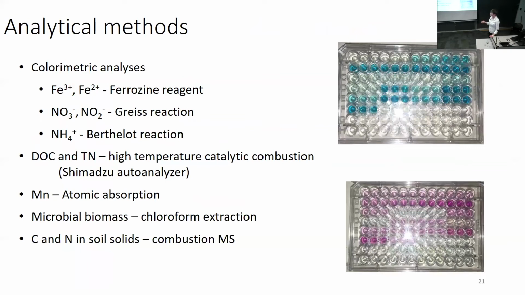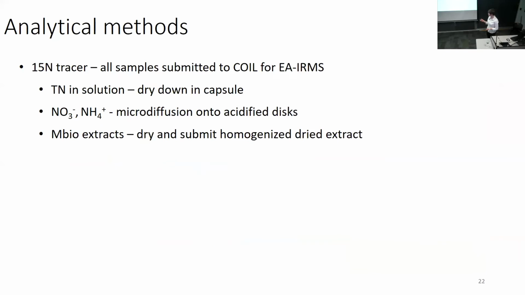Just a brief overview of the methods I used for this whole suite of analytes. I did a lot of colorimetric analyses, the Shimadzu autoanalyzer for dissolved organic carbon and total nitrogen, atomic absorption for total manganese in solution, chloroform extractions for microbial biomass, and combustion mass spec for total carbon and nitrogen in soils. And then for the nitrogen-15 tracer, I submitted samples from all these different potential nitrogen pools to COIL. Microdiffusion onto acidified disks was particularly fun. I don't know if any of you have run that method, but it is particularly tedious and time consuming.